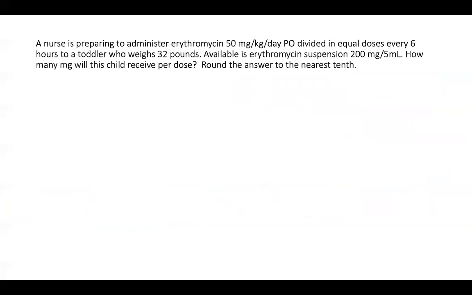All right, so let's read the problem. Nurse is preparing to administer erythromycin 50 milligrams per kilogram per day, PO divided in equal doses every 6 hours to a toddler who weighs 32 pounds. Available is erythromycin suspension, 200 milligrams per 5 milliliters. How many milligrams will this child receive per dose? Round your answer to the nearest tenth.